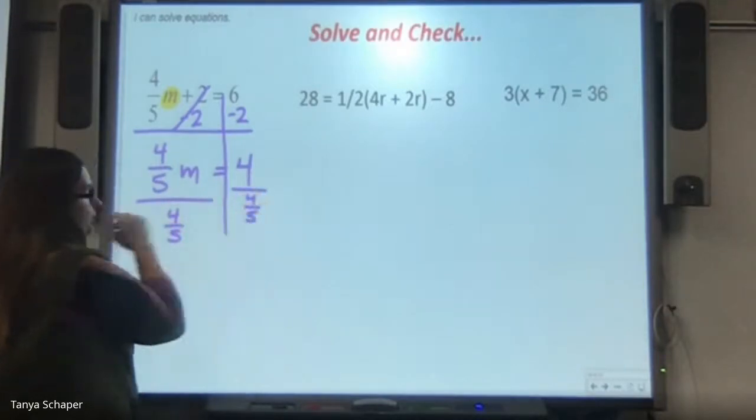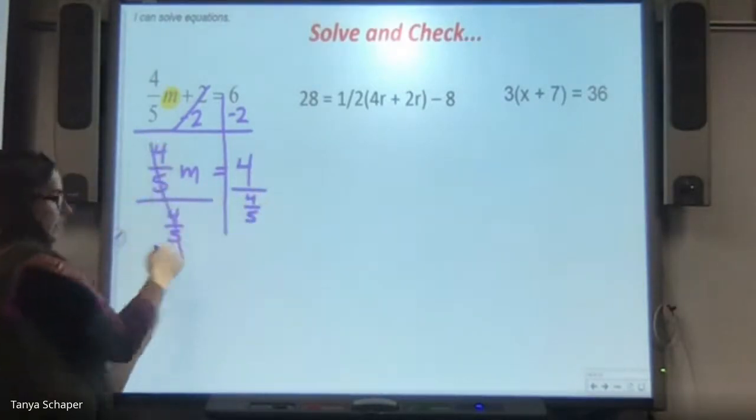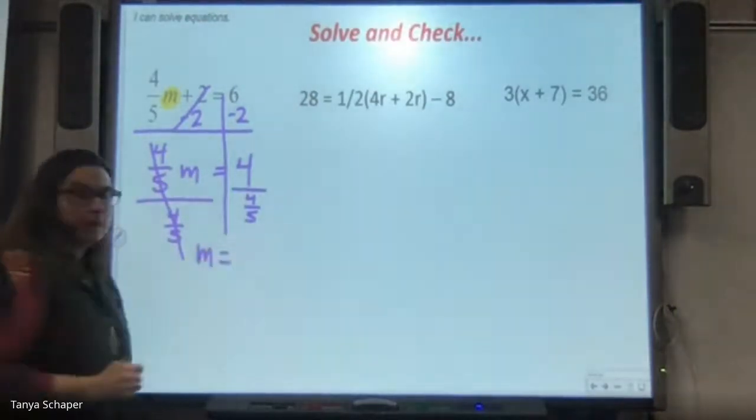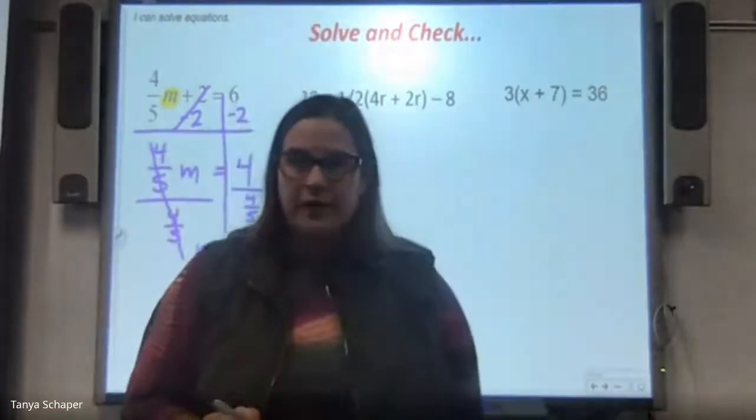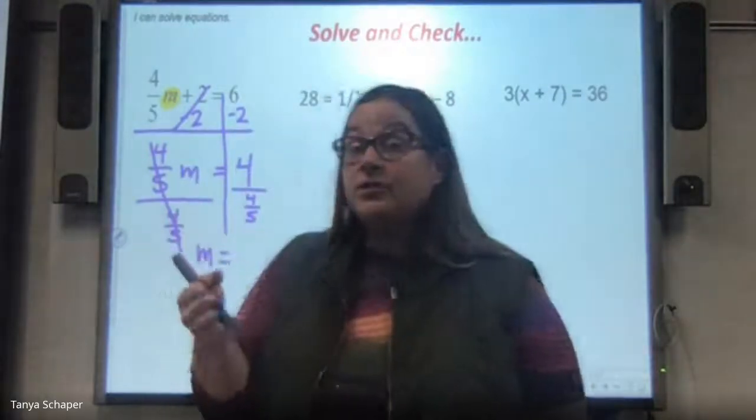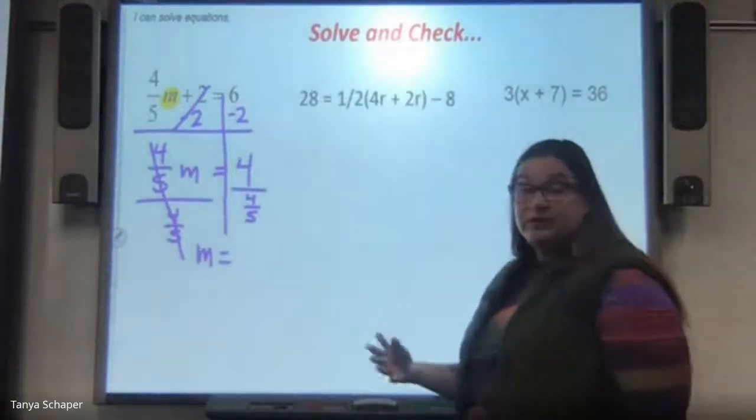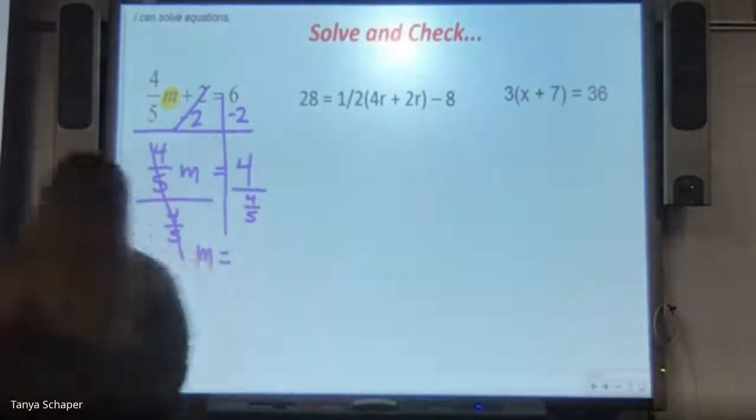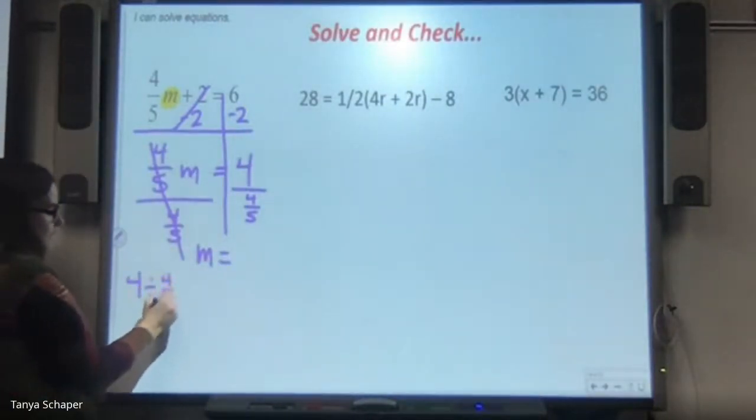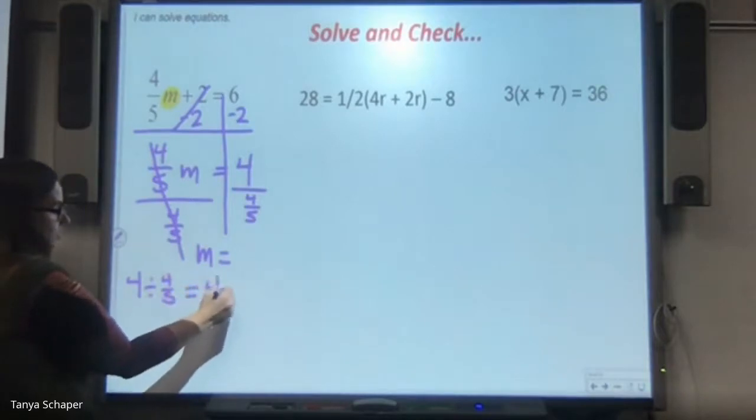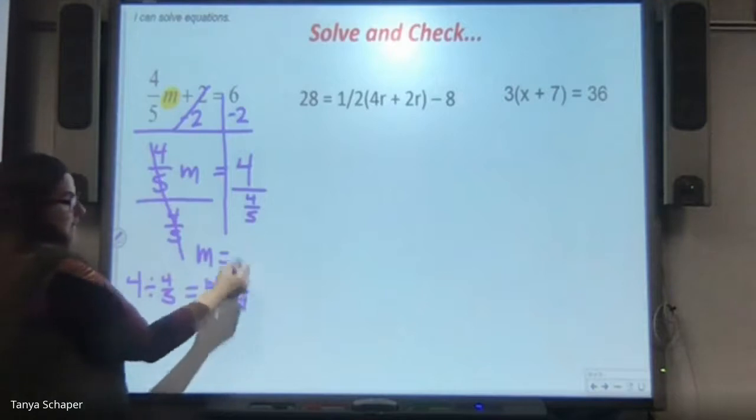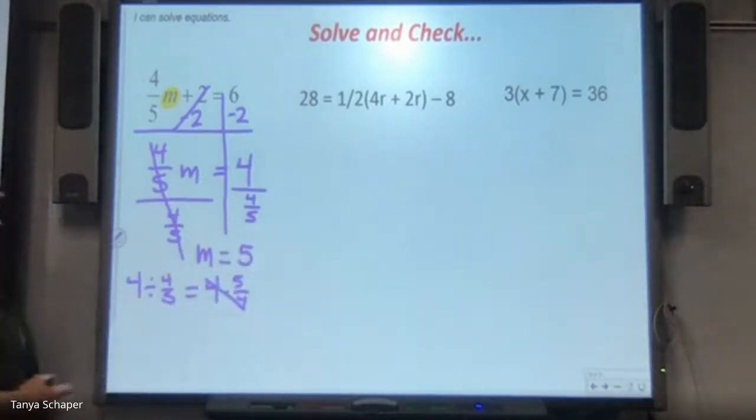All right? So 4/5 divided by 4/5 is 1. So M equals, and then 4 divided by 4/5. I'm totally fine if you do that on your calculator, okay? You just need to make sure you know how to do it. If you've got questions, you've got to reach out to us. So I'm going to do it longhand. So 4 divided by 4/5 is the same thing as 4 times 5/4. My 4's cancel out, so M is 5.